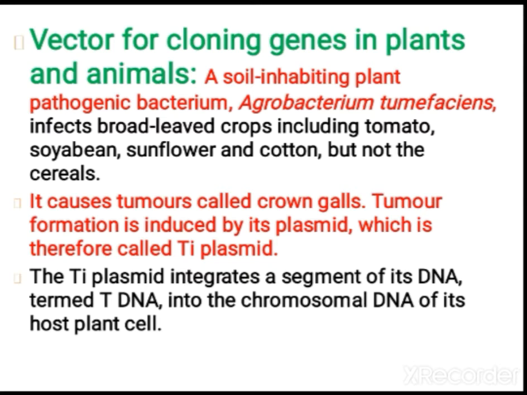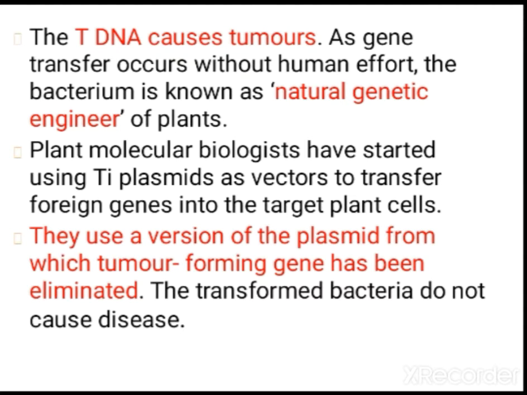The TI plasmid integrates a segment of its DNA termed tDNA into the chromosomal DNA of its host plant cell. The tDNA causes the tumors. As gene transfer occurs without human effort, the bacterium is known as the natural genetic engineer of plants. As it is happening automatically, you call Agrobacterium tumefaciens a natural genetic engineer.